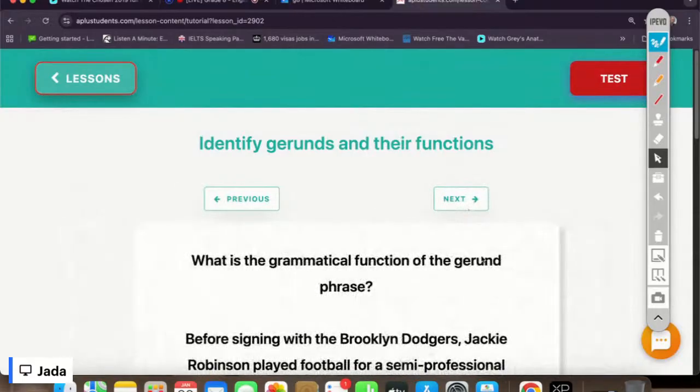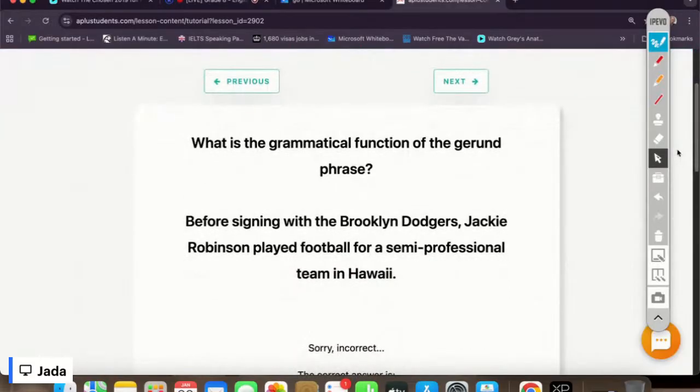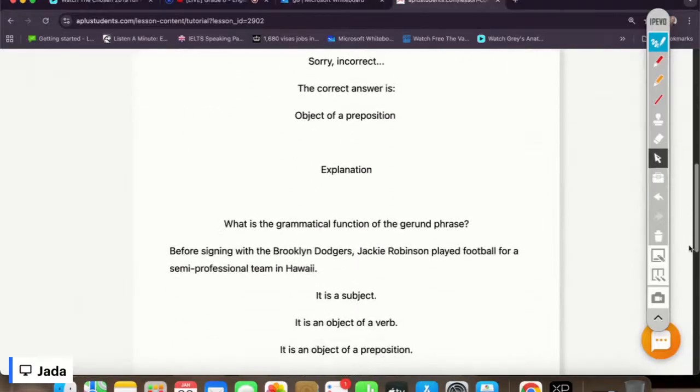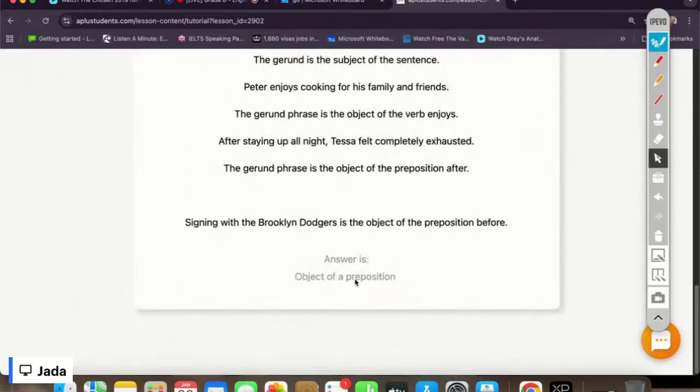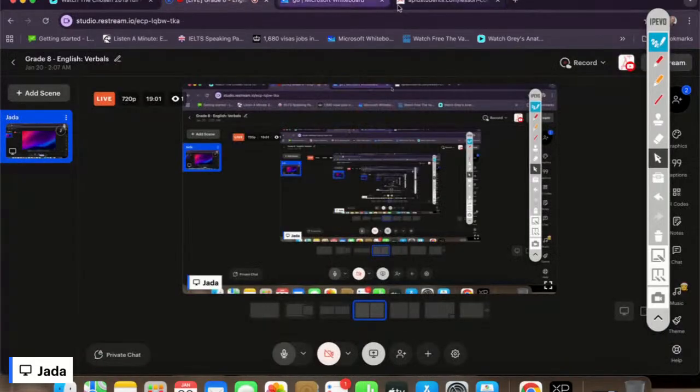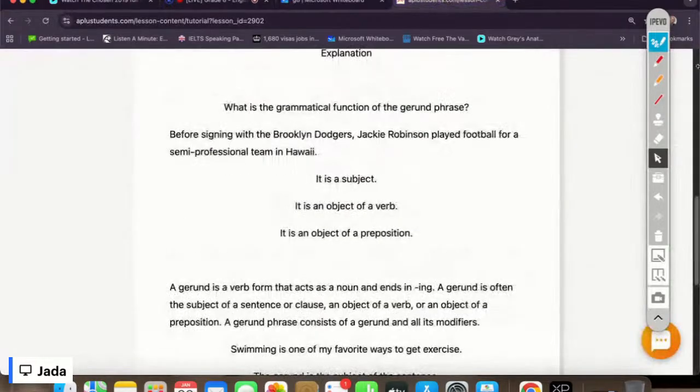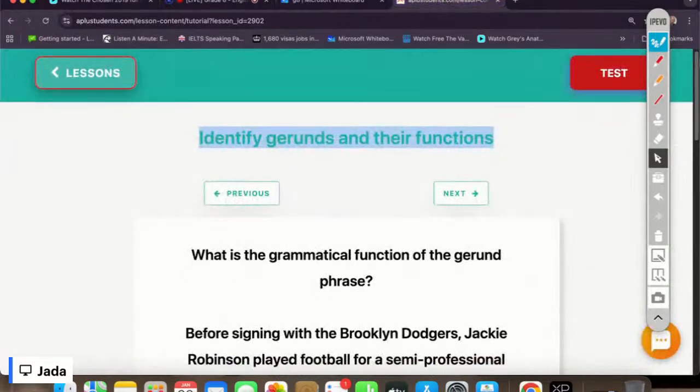So what's the grammatical function here? Before signing with the Brooklyn Dodgers, Jackie Robinson played football for a semi-professional team in Hawaii. We have the object of the preposition before. Okay. So yeah, let's go to the test and you can share your answers with me, okay?